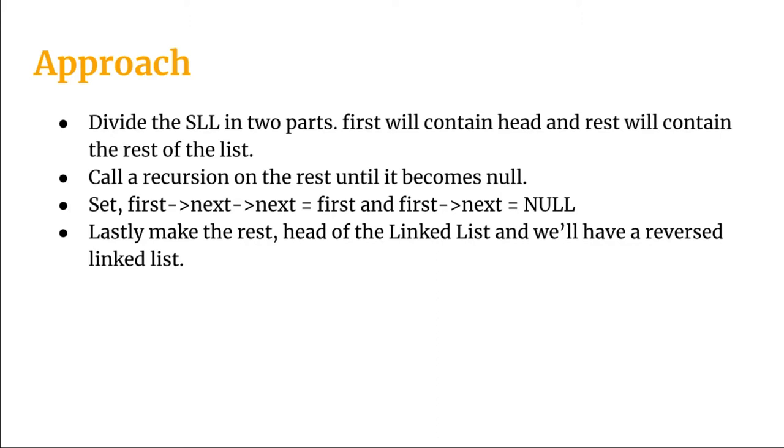So the approach is we will be dividing the singly linked list in two parts. The two parts will be named first and rest. The first will contain the head and the rest will contain the rest of the list. Now every time we call a recursion on this function by passing the rest node to it until the rest becomes null. Now we set the next field of the next to first node as first. That means we are reversing it, and we are setting the link of the first to null. Lastly, we will make the rest node the head of the linked list and we'll have a reversed linked list.